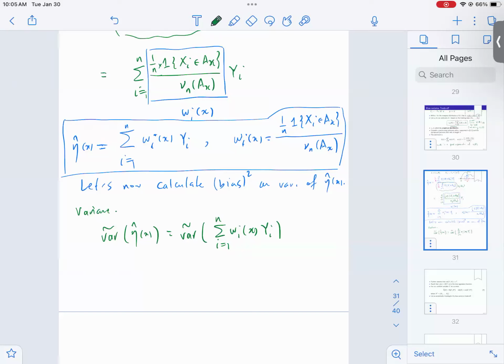So what can I do with it? The sum of y_i's, and then calculate the variance. The weight is constant, right? Constant. So I have the sum first, and then move past the sum.